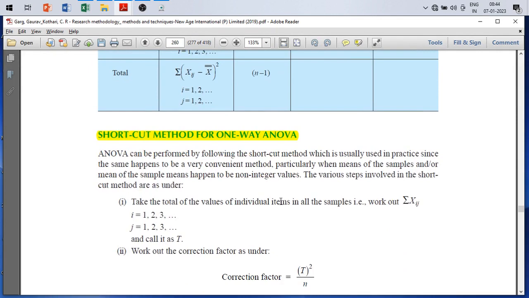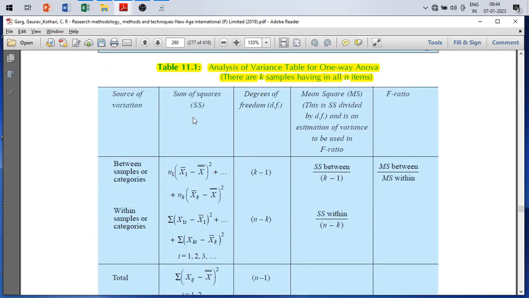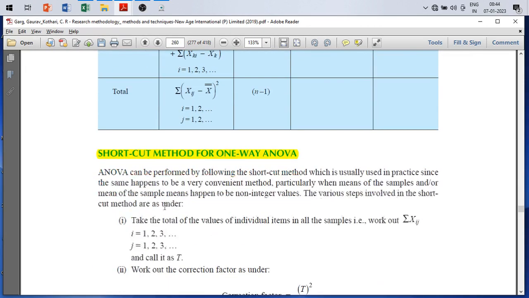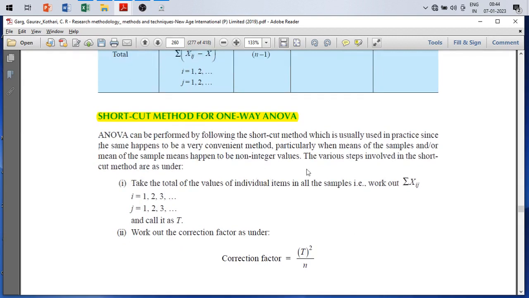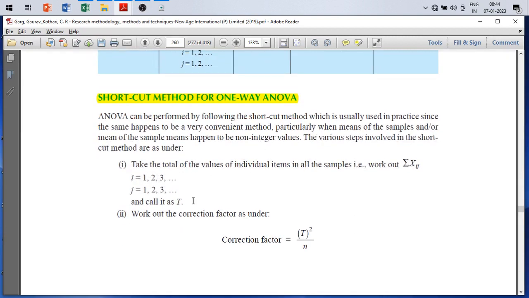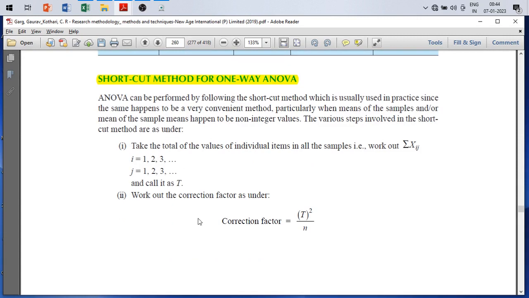This method which is given in table 11.1 is called the direct method for one-way ANOVA. If you're doing this calculation, it is called the direct method. There is also a shortcut method for one-way ANOVA, and that is given in this section. You should go through this, page 260 in the book.